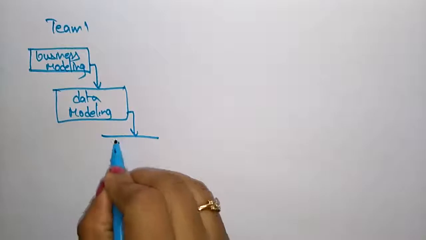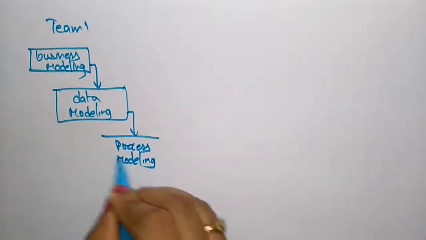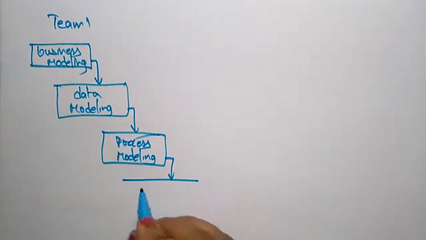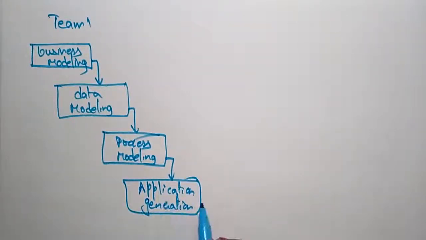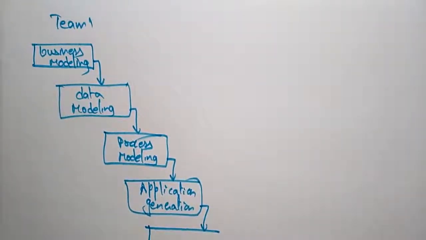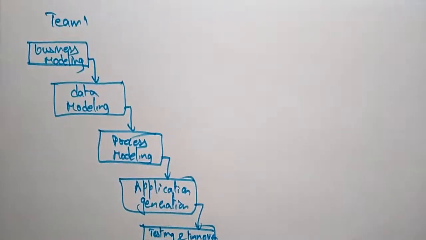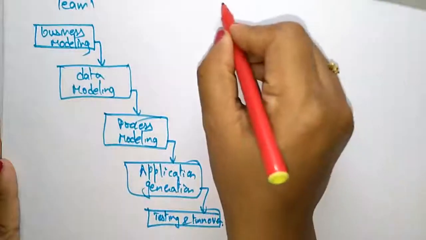Next, process modeling. After that, after modeling, they try to generate the code, that is application generation, implementation. Next, testing and turnover. Testing and turnover means handing over the project. So this is team 1, which is going to do this type of technique. Next, in the same way, the team 2.